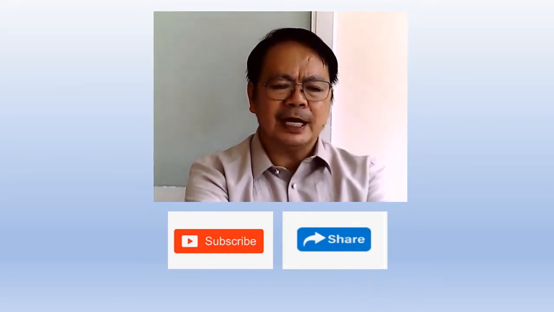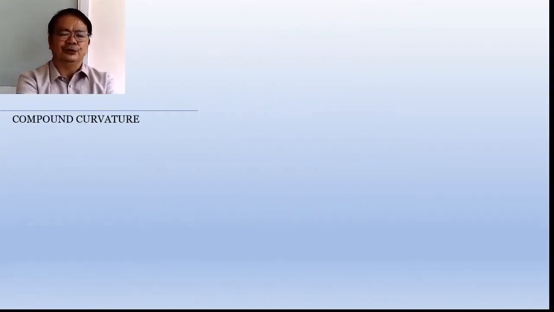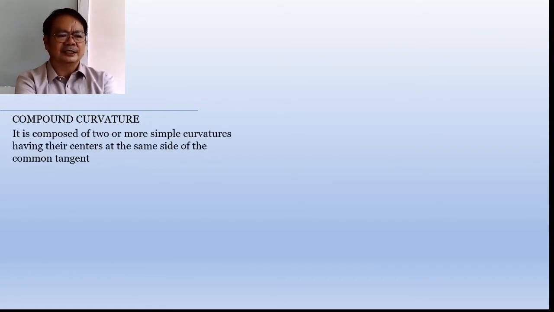Okay? Guys, ang ating discussion ngayon ay may kinalaman sa bagong topic which we call as the compound curvature. Ano ba itong compound curvature? Compound curvature is defined as a curvature that is composed of two or more simple curvatures having their centers located on the same side of the common tangent. Kung meron tayong dalawa o higit pang simple curvatures that are joined together where their centers are located on the same side of their tangents, ang tawag sa kanila ay compound curvature.